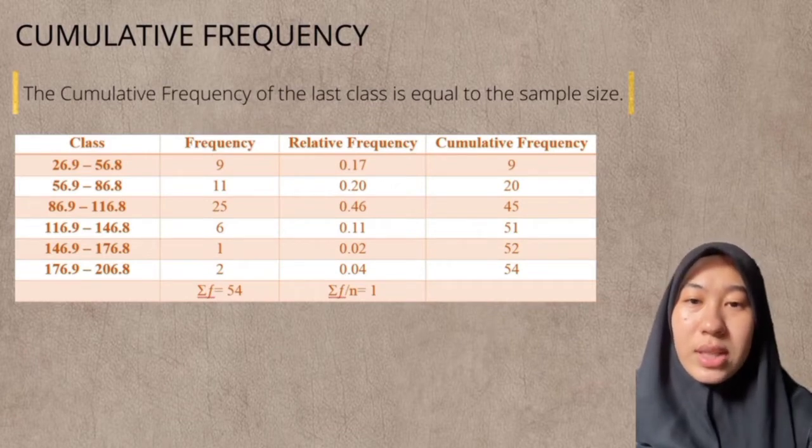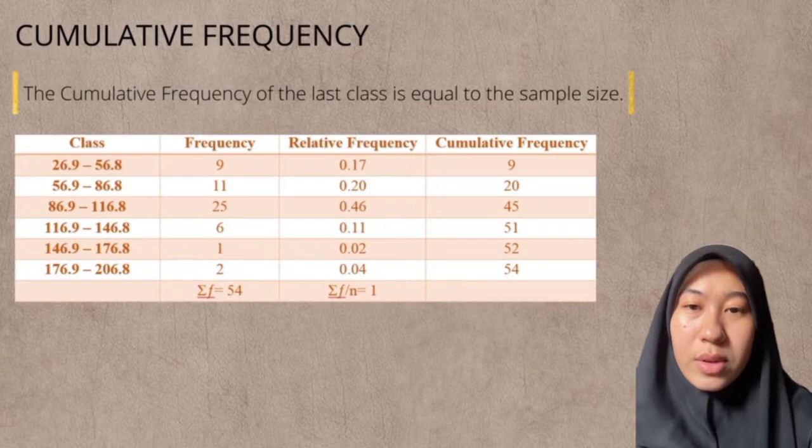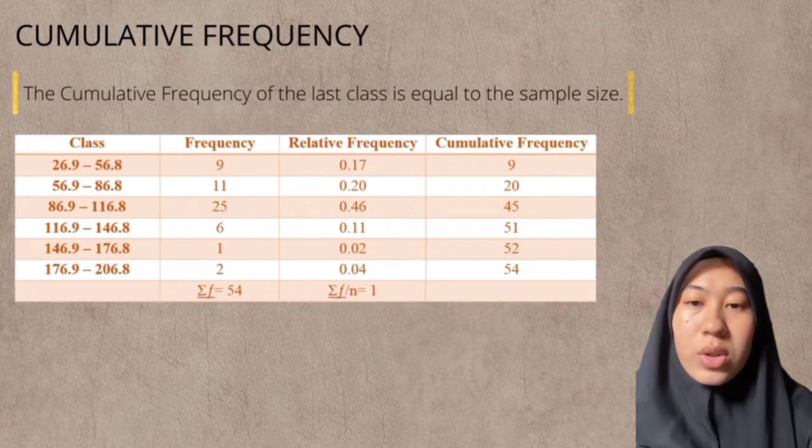So as you can see, our first cumulative frequency is 9. Then the second cumulative frequency is 20. It is because we add the frequency of the first class, which is 9, with the frequency of the second class, which is 11. We do the same step until we get the cumulative frequency of the last class equal to our sample size, which is 54.